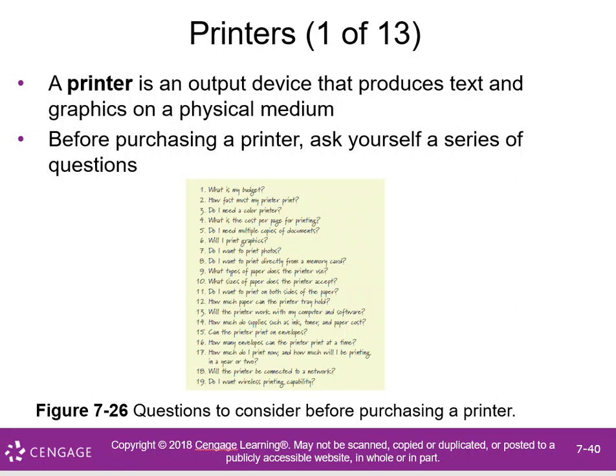Okay, next output device is printer. A printer is an output device that produces text and graphics. So this is just a question to consider before purchasing a printer. Okay, budget. How fast is it? Color or not? Cost per page for printing. Can it print multiple copies of documents, graphics? Can it print photos? Can it print directly from a memory card?